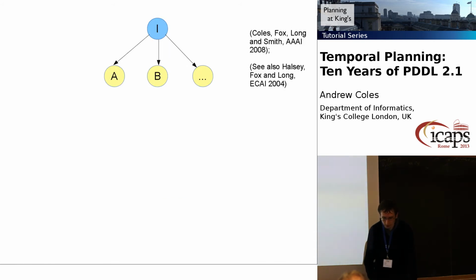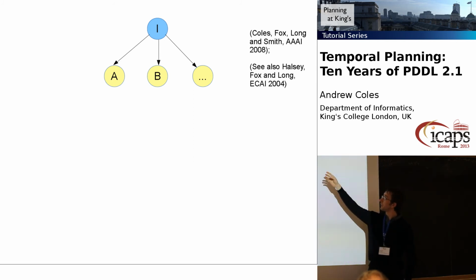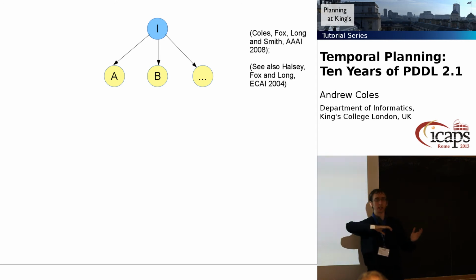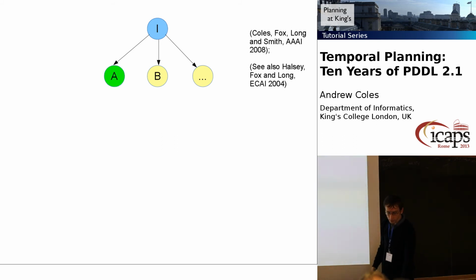So what does that look like in search? Well, this is search taken from the planner Crikey 3, which I developed with Fox, Long and Smith, who's now Coles, in 2008. What we do, as we were doing classical planning, we expand the state, we generate a number of successors. The extra step now is that we need to check that these are temporally consistent. And if they're not, we prune them.